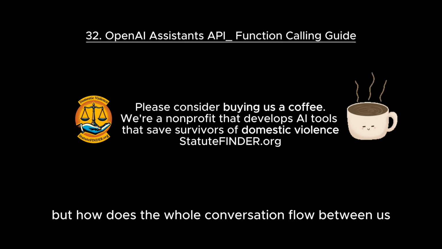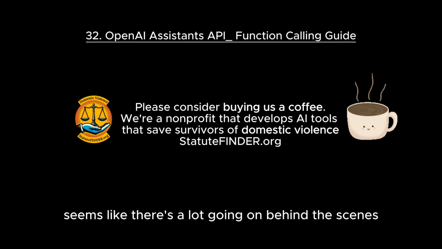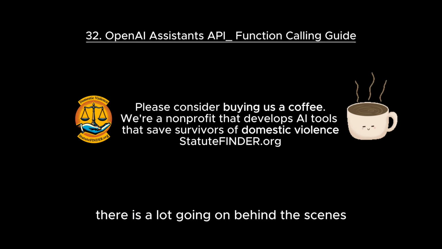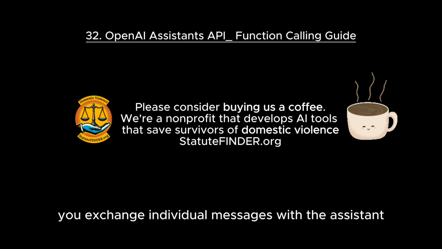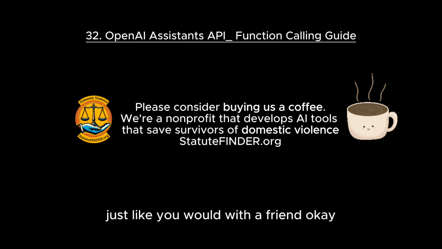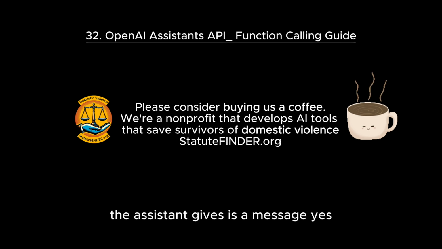Right. But how does the whole conversation flow between us and the assistant? It seems like there's a lot going on behind the scenes. There is a lot going on behind the scenes. OpenAI has a specific structure for how these interactions work, and you can think of it like texting. So when you want to text a new friend, you start a new thread. Okay. And within that thread, you exchange individual messages with the assistant, just like you would with a friend. Okay, so each question I ask and each response the assistant gives is a message within a thread.